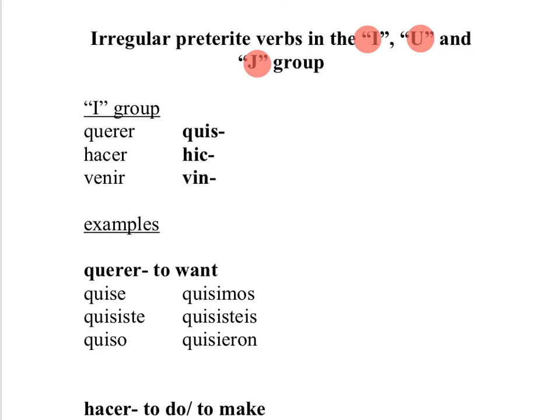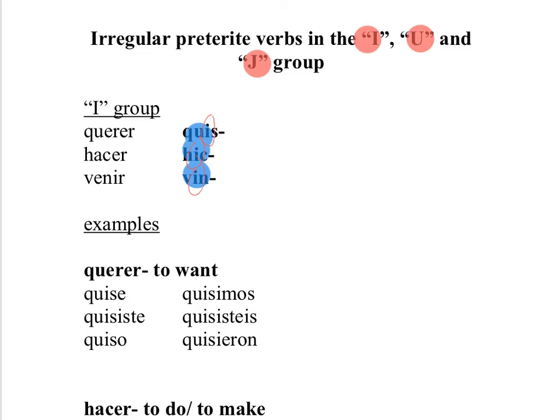First, we're going to look at the I group, and these are called the I group because they all have the letter I in them. Querer goes to Q-U-I-S for the beginning part, hacer, H-I-C, and venir, V-I-N. So you can see they all have the letter I in them. And let's see some examples of that.